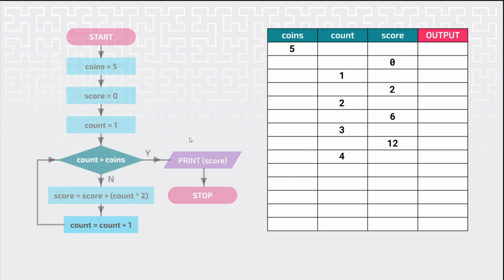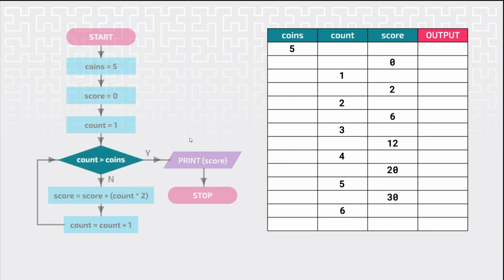At the decision symbol, we check if count is greater than coins, which it is not, so we continue the loop. Score increases by 8, which is 4 times 2. Adding 8 to the current value of 12 gives us 20. Count increases to 5 now. Count and coins are now equal, both are 5. Count is not greater though, so we continue with the loop. Score will increase by 10 this time, becoming 30. And count is increased to 6.